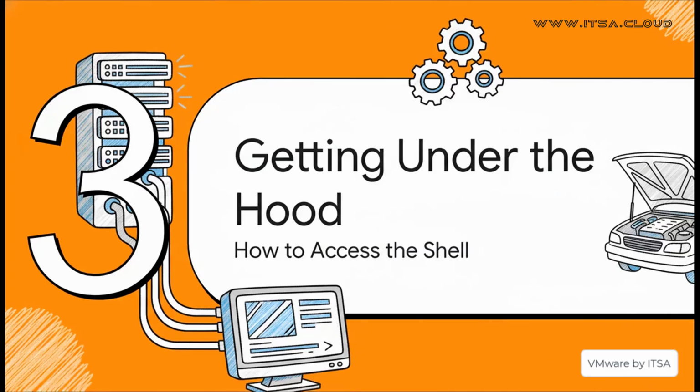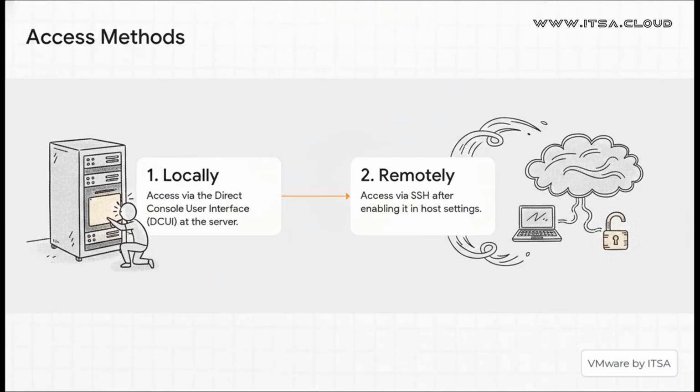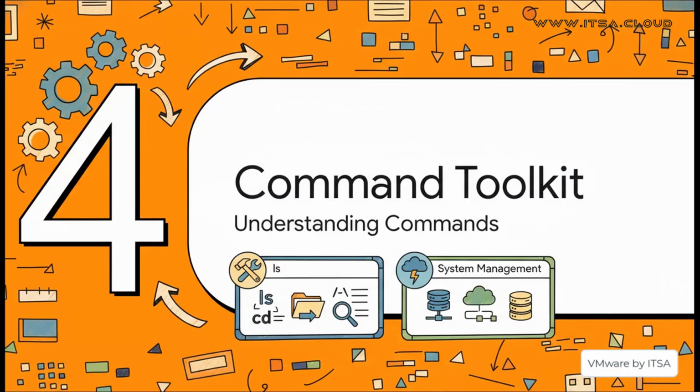Okay, so we know what it is and we know why we might need it. The next logical question is, how do we actually get under the hood? Let's take a look at how you access this powerful command line environment. Basically, there are two main ways in. First, you can go local. This means you are physically standing in front of the server looking at what's called the Direct Console User Interface, or DCUI. It's the most direct access you can possibly get. The second way is remote access. You can connect over the network using SSH, and this is super important, you have to explicitly enable it first in the host's settings.